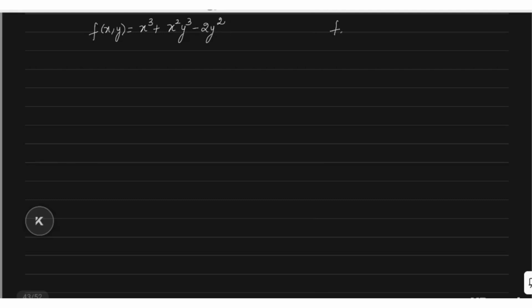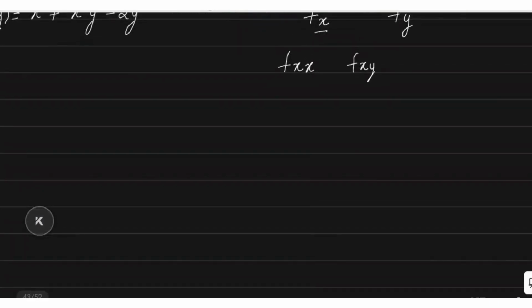First derivative means, since f is a function of x and y, the first derivative would be a function with respect to x and a function with respect to y. These would be the first derivative. Now coming to the second derivative, fx can be again differentiated with respect to x. So this is one of the second derivative. fx can be differentiated again with respect to y. So this is one of the derivative.